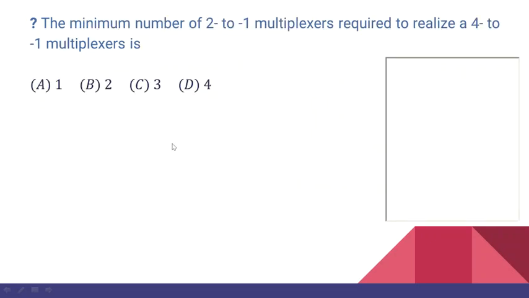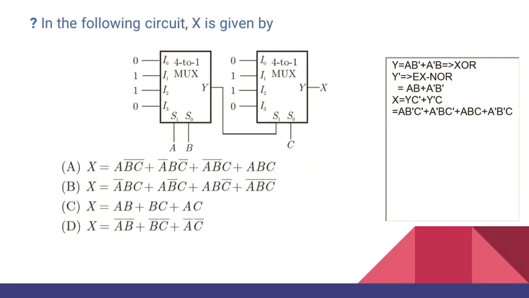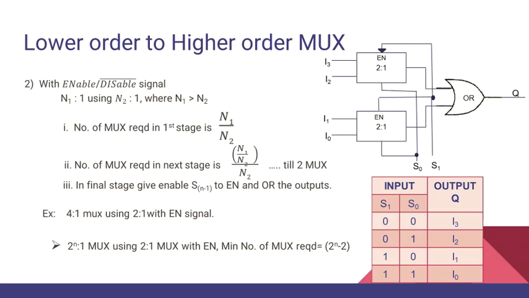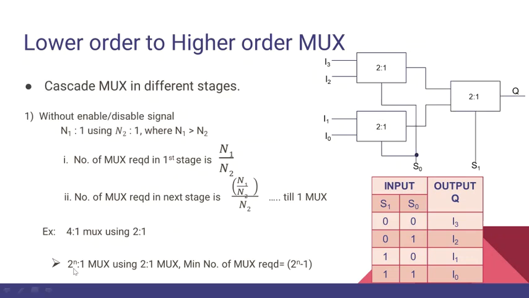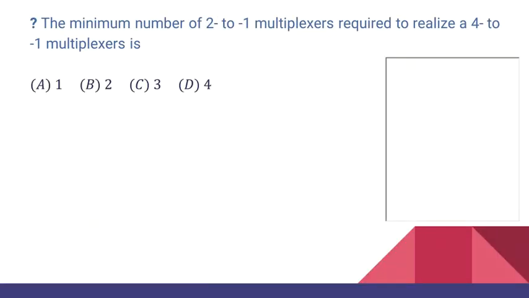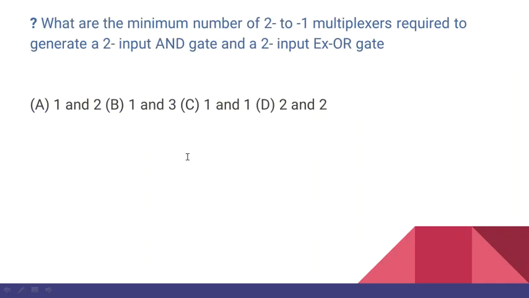Next question is, the minimum number of 2:1 multiplexers required to realize a 4:1 multiplexer. We have already seen this equation for such a case. That is, if a 2^n:1 multiplexer is using 2:1 mux, then the minimum number of mux required is 2^n minus 1. So here 2^n is what? 4. 4 minus 1 equals 3. Answer is option 3. Next problem.